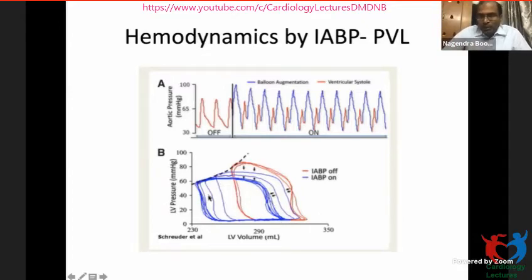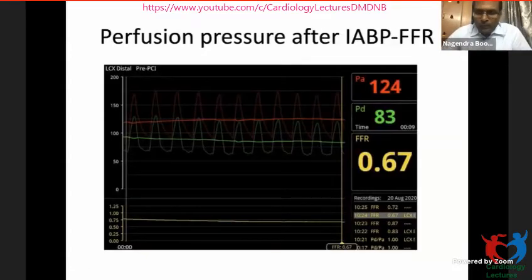But look at the afterload. I told you the line that connects this point and this point is the afterload. The afterload has dropped significantly with IABP. So that is the primary reason why IABP helps. It decreases the afterload more than decreasing the LV-EDP. Ultimately, LV-EDP may decrease, but the first thing that is going to happen is a decrease in afterload, and it leads to a decrease in MvO2.